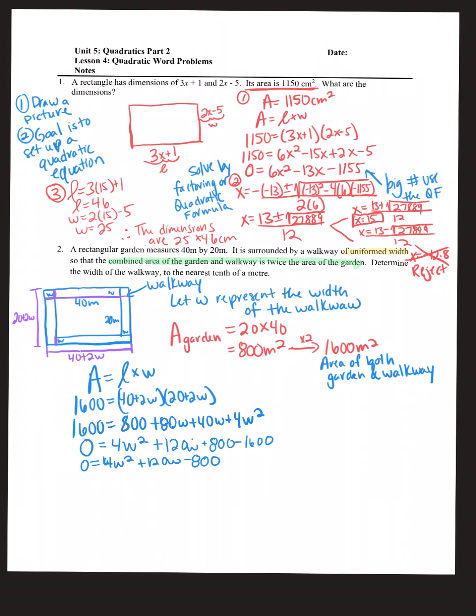It looks like we have some big numbers again to work with, but before we deal with these big numbers, hopefully we can recognize that we can at least common factor something out so the numbers we're working with are a little smaller. So let's start by common factoring out a 4. We take out a 4, we'll be left with W squared plus 30W minus 200.